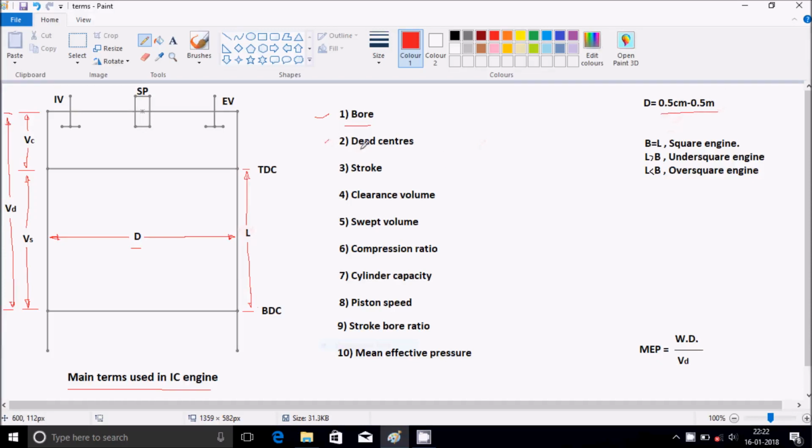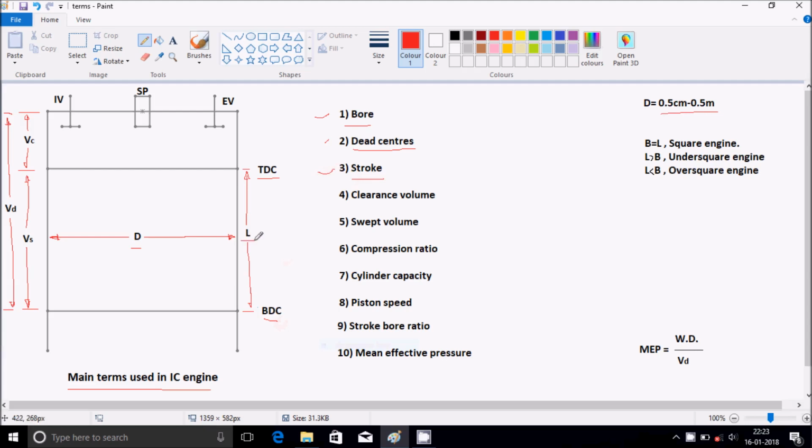Next is the dead centers. In case of vertical engines, they are called the top dead center and bottom dead center. Top dead center is the topmost position of the piston inside the engine cylinder. Bottom dead center is the bottommost position of the piston inside the engine cylinder. Between these two centers, the piston moves inside the engine cylinder. In case of horizontal engines, top dead center and bottom dead center are called inner dead center and outer dead center respectively.